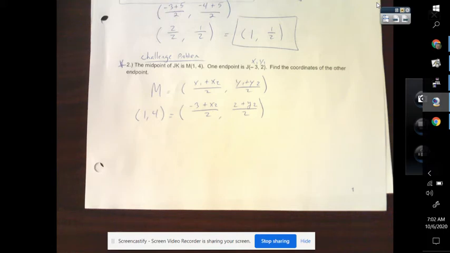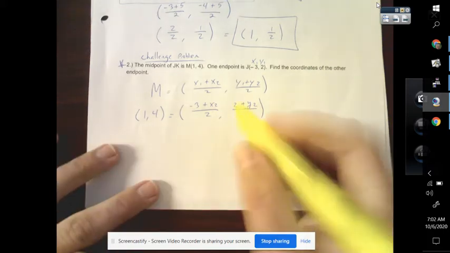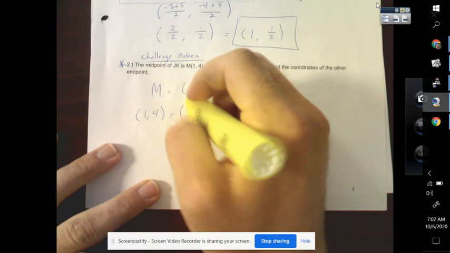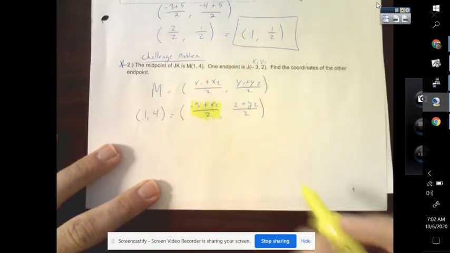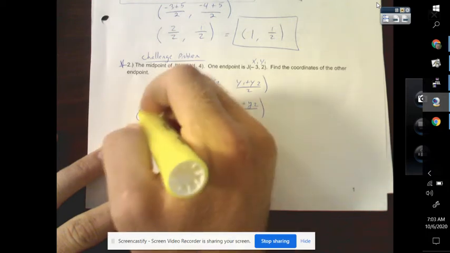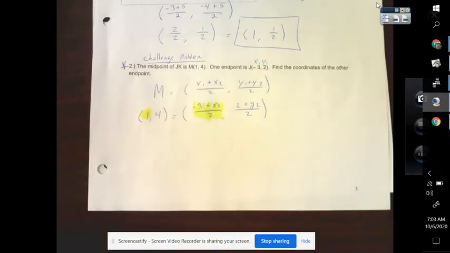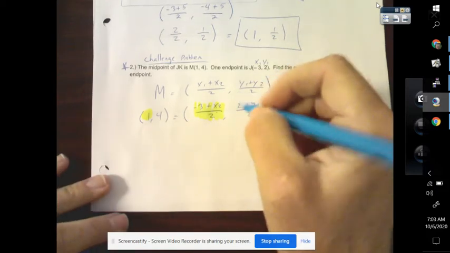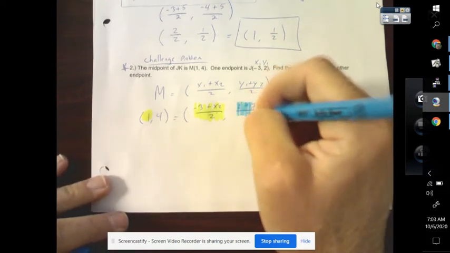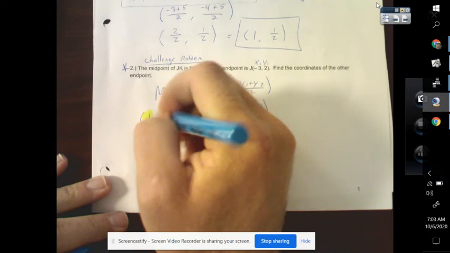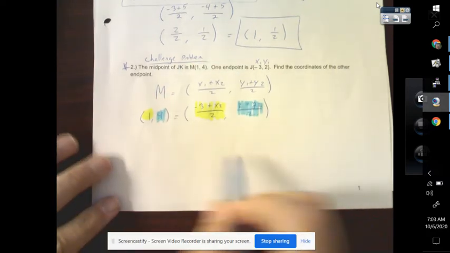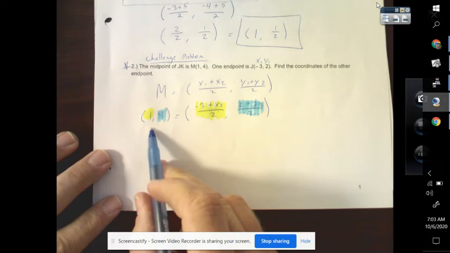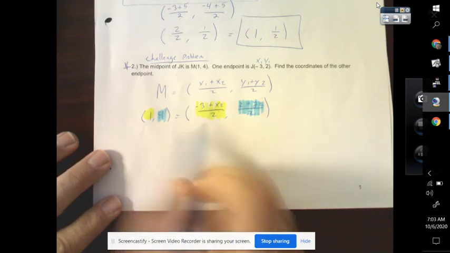Here's what we can do. This first part right here, the -3 plus x sub 2 divided by 2, has to equal the first part on the left. The second part, this 2 plus y sub 2 over 2, has to equal this second part over here. So you're going to make two separate equations here. Hear me out. I'm going to do yellow first. Here's yellow.